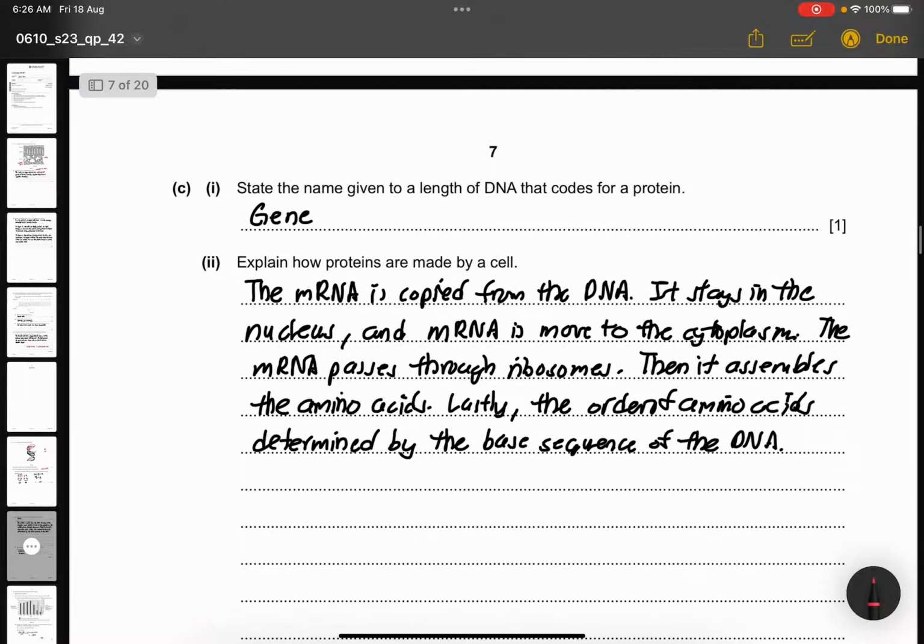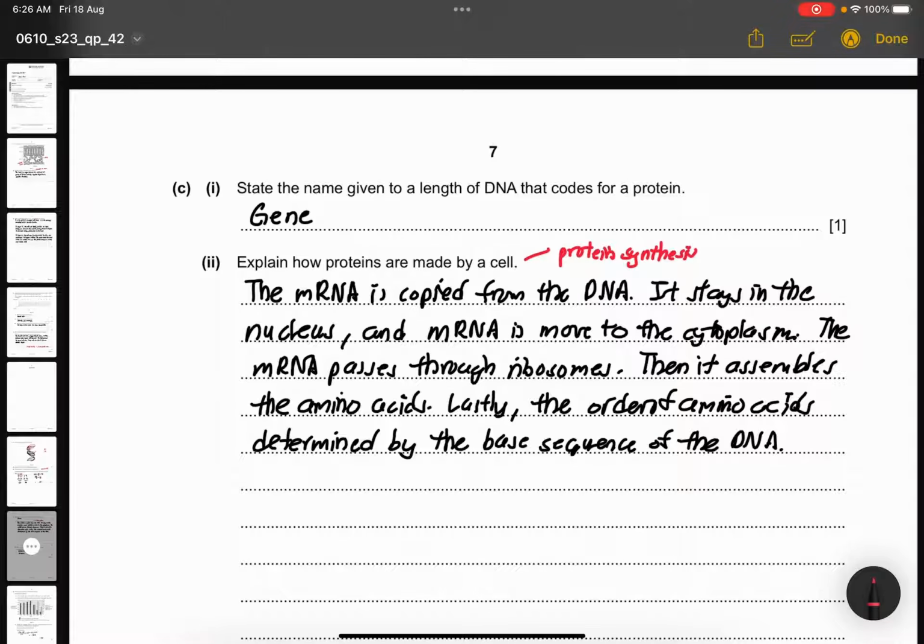Okay? Okay, question 2C part 1. State the name given to the length of DNA that codes for a protein. Gene is the answer. Okay? Question C part 2. Explain how proteins are made by a cell. Okay, this question is basically asking you to state what is protein synthesis and the process of it.